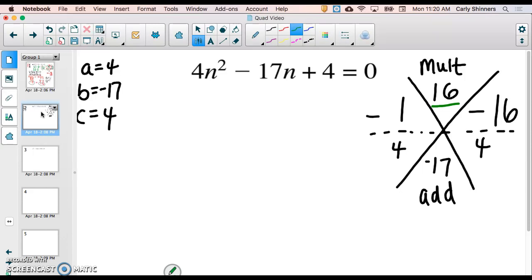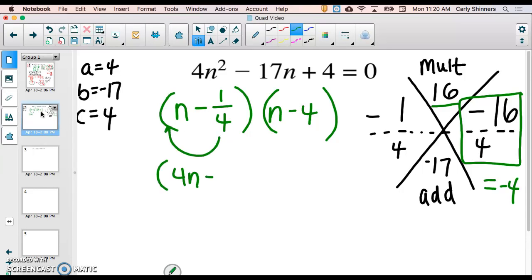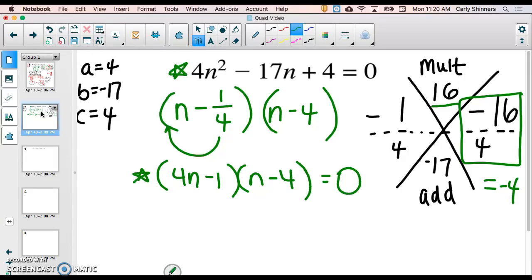So let's divide these. So I had n minus 1/4, and then negative 16 divided by 4 reduces to negative 4. So we do have to divide before we slide. Now, taking a look here, I can slide this one forward, and I come up with this. And if I were to multiply this out, I should get this back.